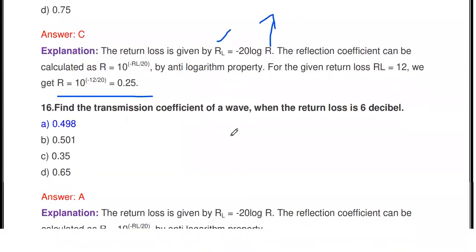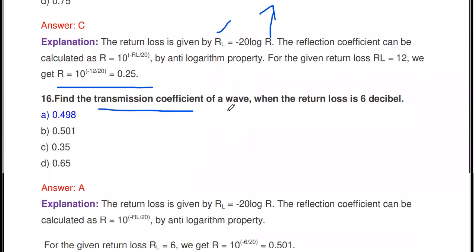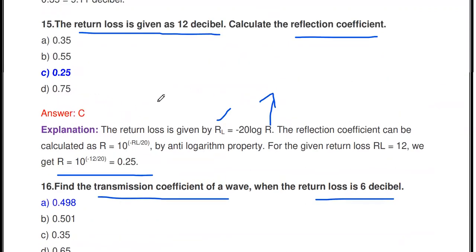Okay, then the next thing, find the transmission coefficient when the return loss is 6 dB. Okay, similar to the previous problem.